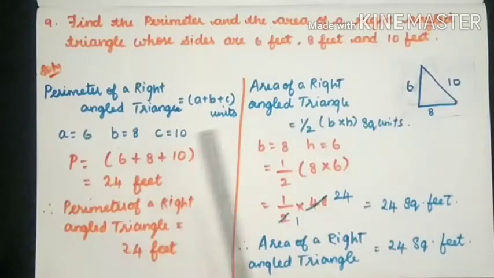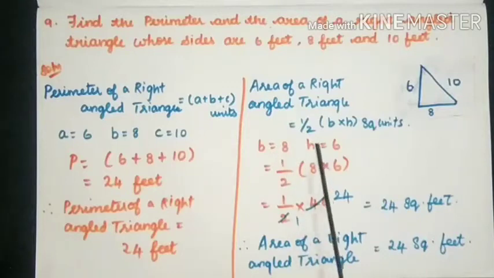And then we have to multiply the base and height. 8 into 6 equal to 48, and then we have to cancel with 2 table. 2 ones are 2 and 2 24s are 48. Therefore, the area of a right angled triangle is equal to, yes, 24 square feet.